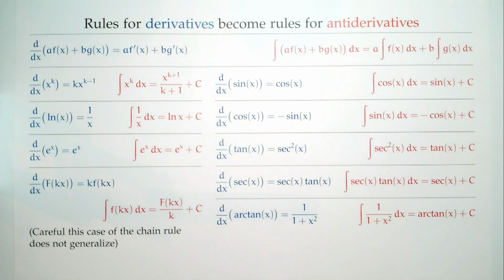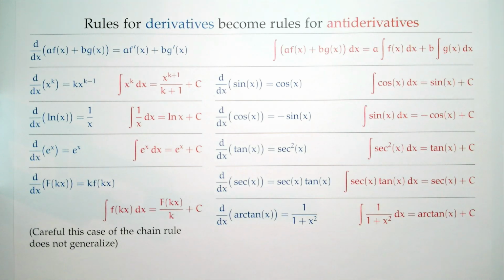But if you look at this closely, we've listed two things. In the bluish font color is a rule for a derivative. In the reddish color it says, what does this become for antiderivatives? So we're taking all our knowledge of derivatives and asking what happens when we go to antiderivatives. Now there's a couple of things we should point out.